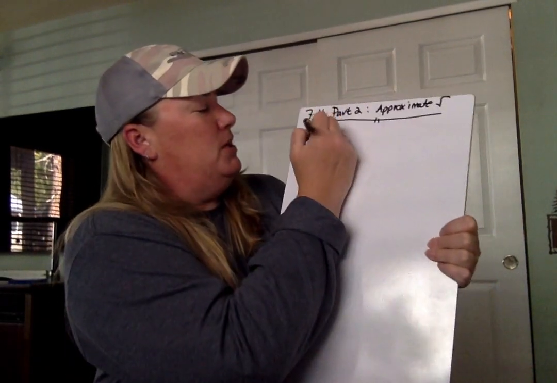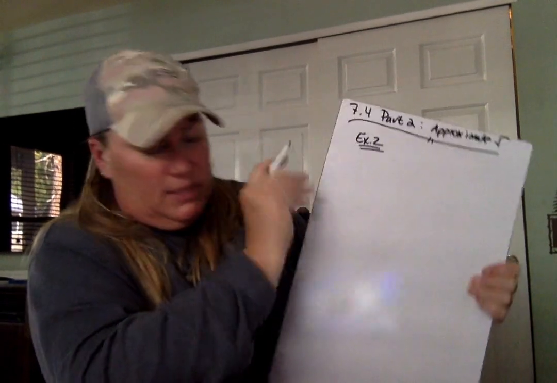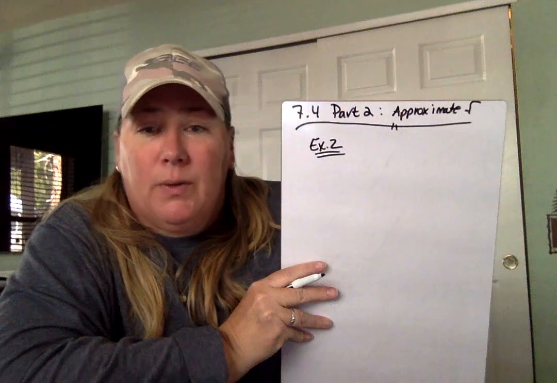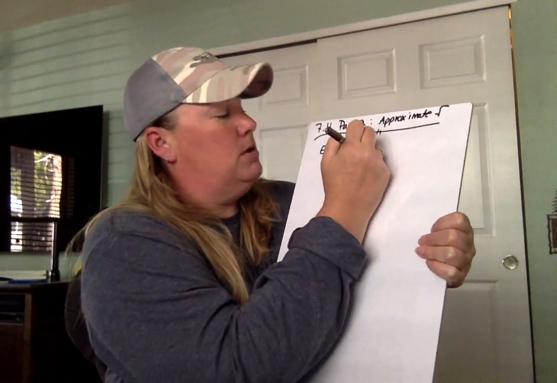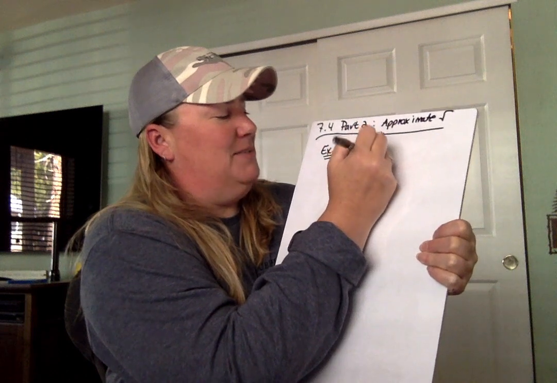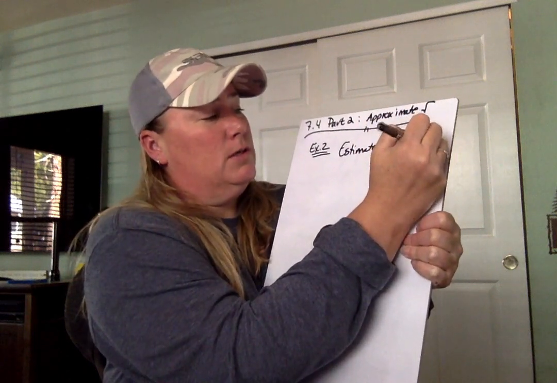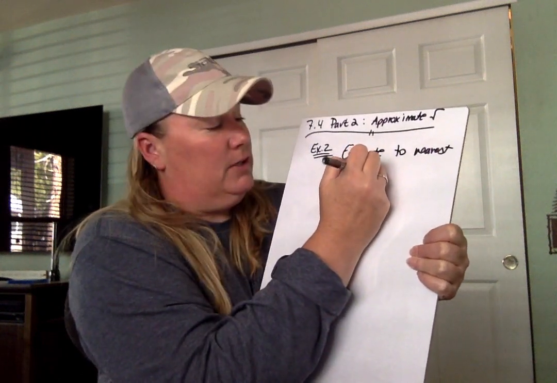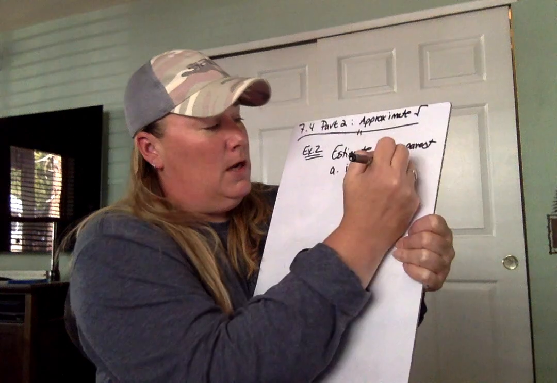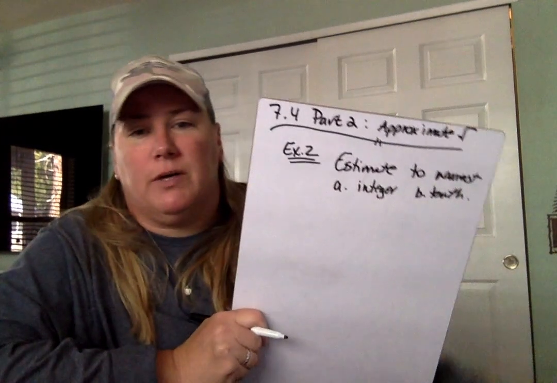Here we go. We are jumping into example 2 because remember, this is the second part of this lesson. We're going to estimate the square root, to the nearest. So A, they want us to do the nearest integer, and B, the 10th. So we're going to have two answers for these problems.